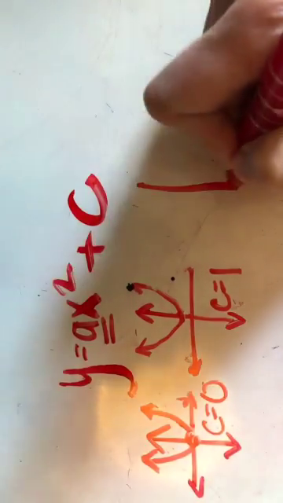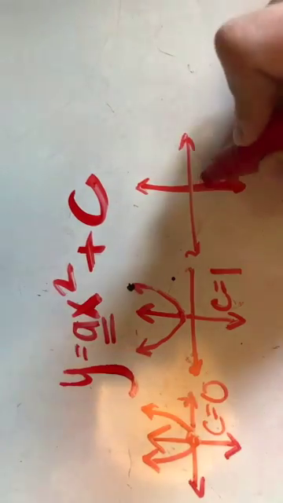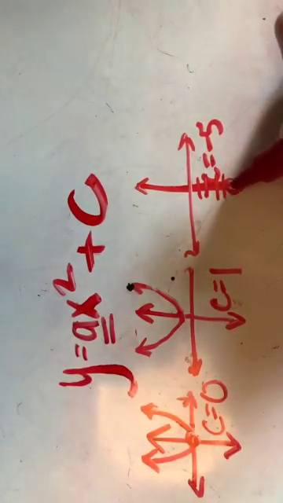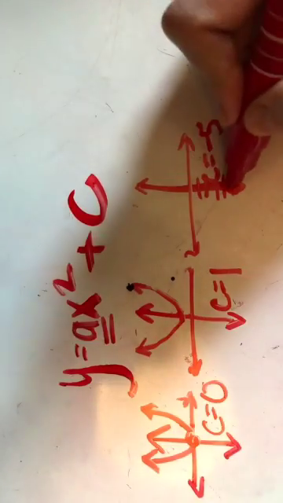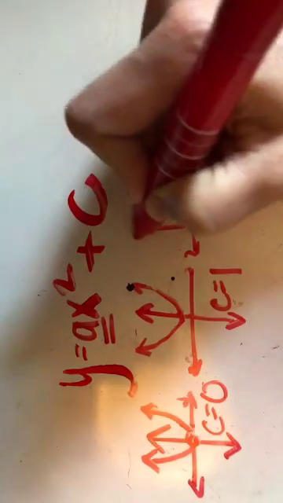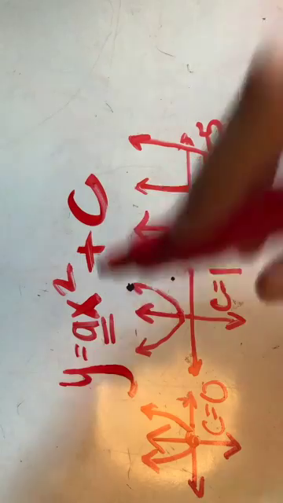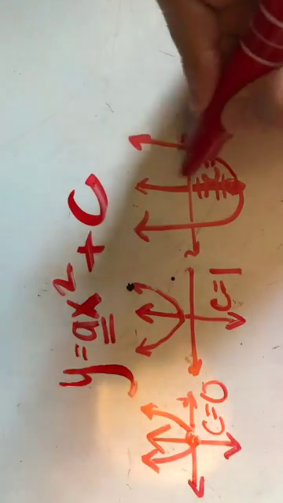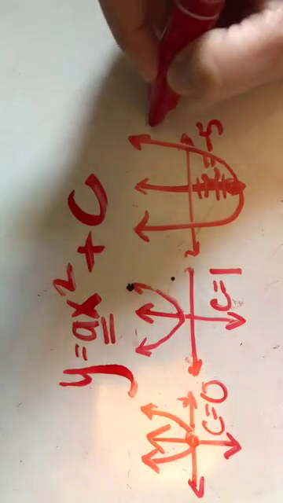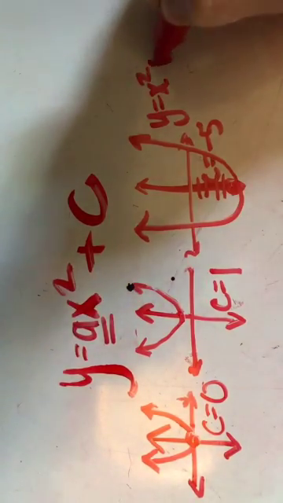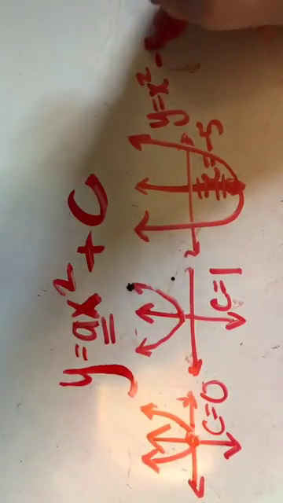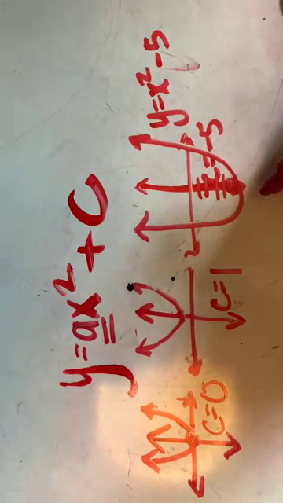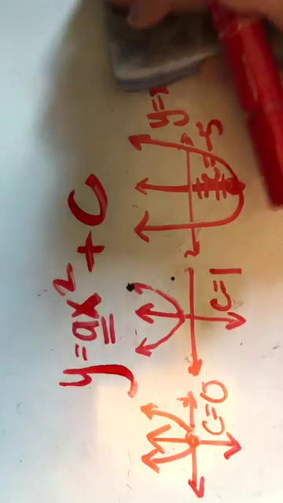What if c is -5? Then it's actually going to be 1, 2, 3, 4, 5, starting down 5, but it's not going to flip. It's still going to be positive if our x squared term is positive. So all of that happens for y equals x squared plus -5. All that's going to happen is it's going to shift down. So that's what would happen with our c term.